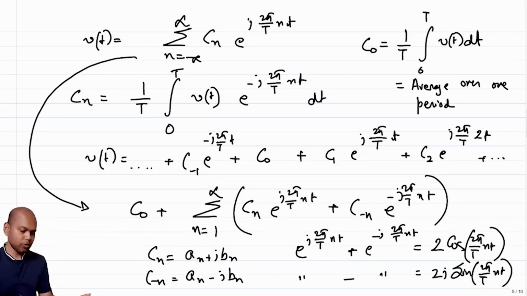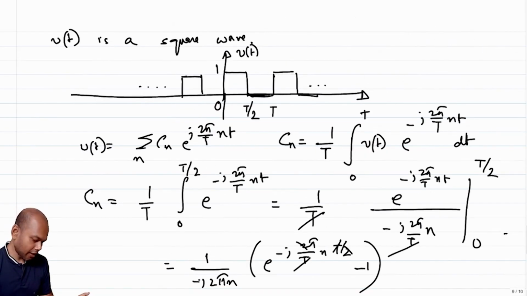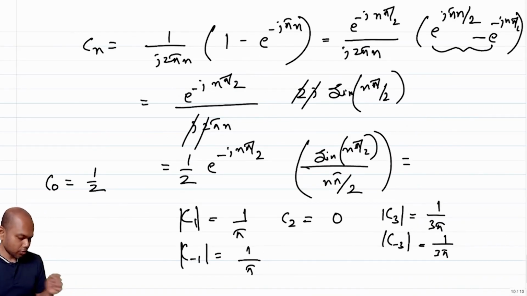So I do not even have to do the integral, right? If I know the average. So what is the average of this waveform over one period? This is half. So it's not a surprise that we are getting C0 to be half. But the key thing to note is that we are getting tones at the odd harmonics, or rather, we are getting tones at C1, C3, C5, and so on. We are not getting tones at C2, C4, and so on, right?